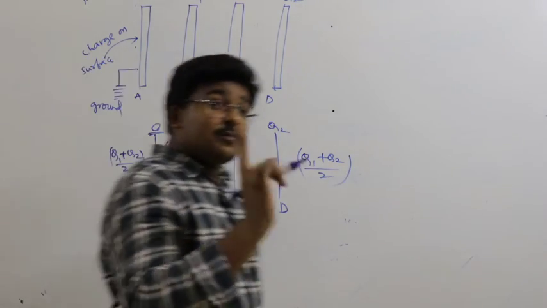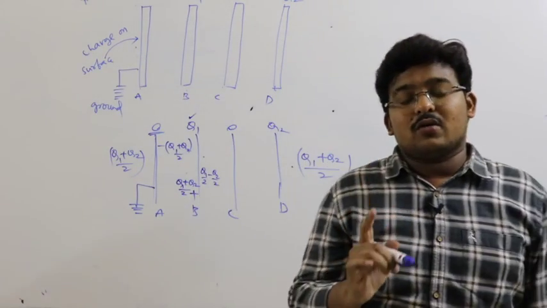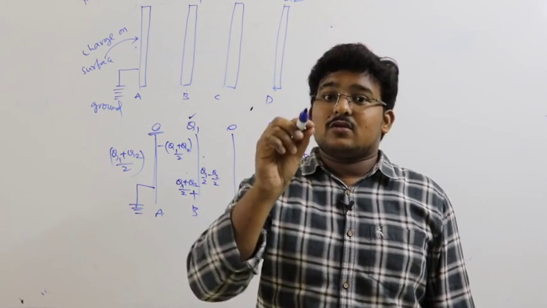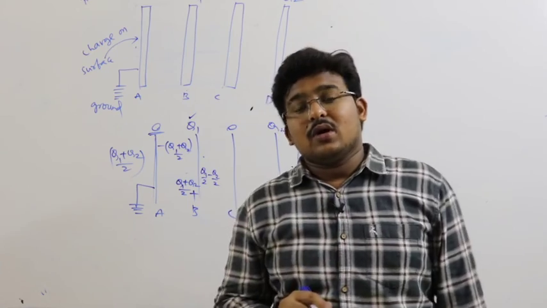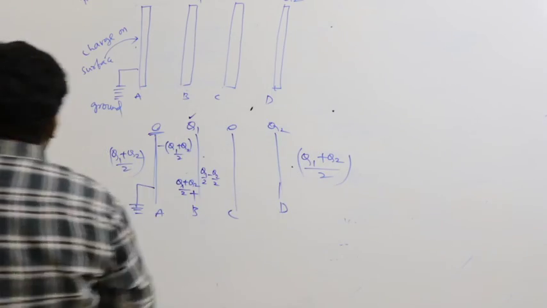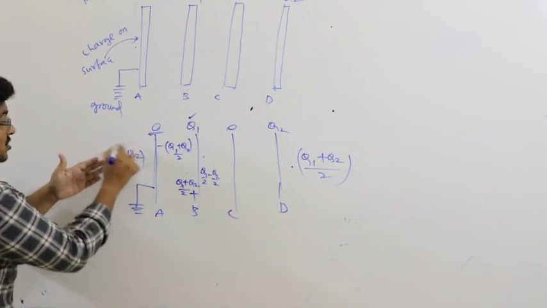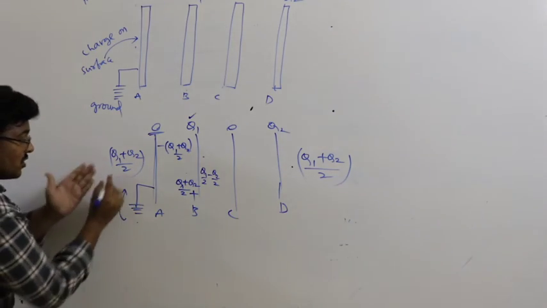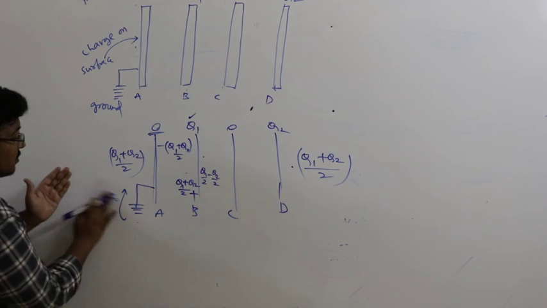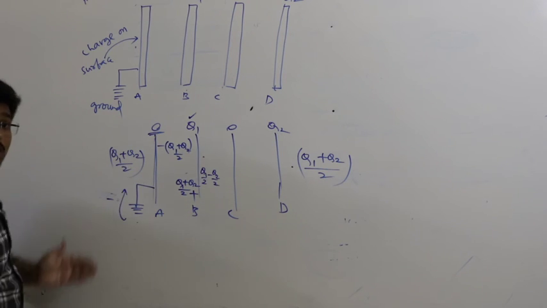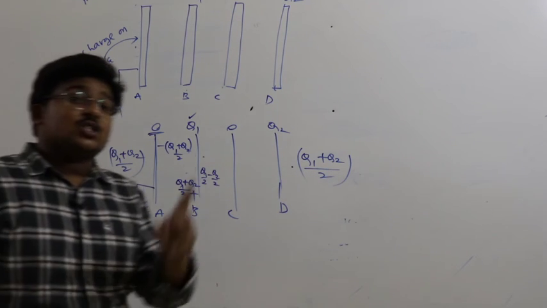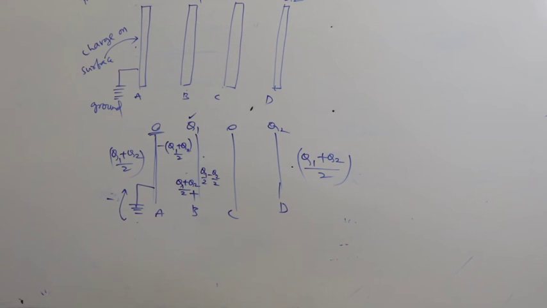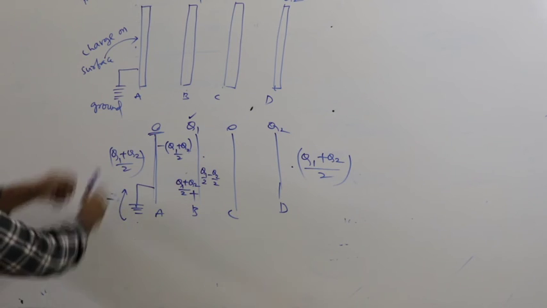So what is the use of the ground? Ground will make the potential of the surface 0. But here, when we grounded, this has some positive charge. So the earth will send electrons, meaning negative charge, so that it makes the charge on the surface 0. It will take the charge.